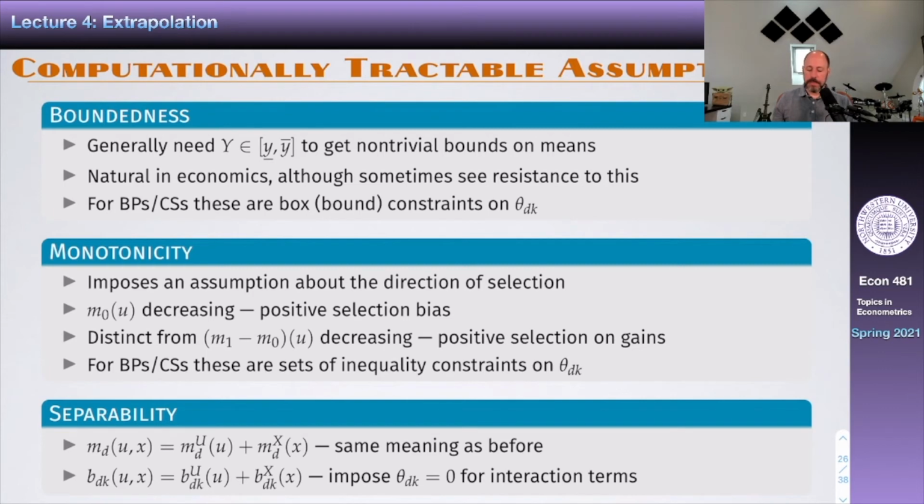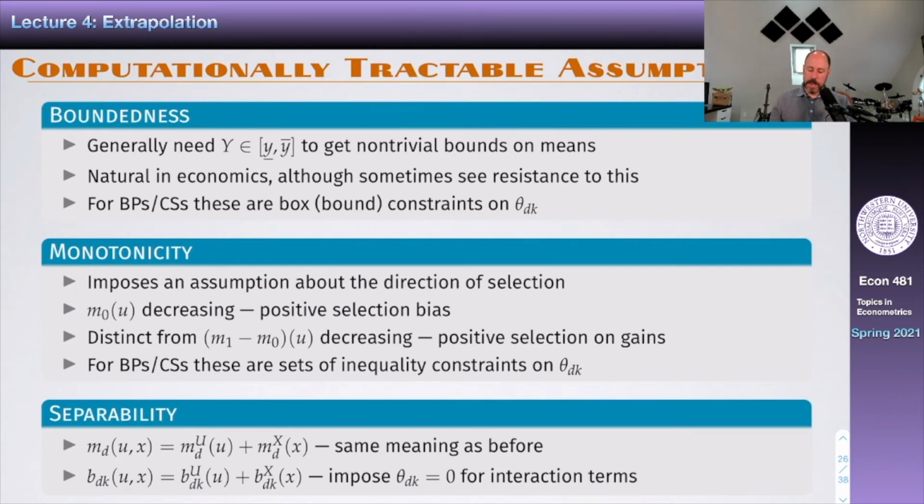Okay. So for the polynomials and the splines, these are constraints on the values of these thetas. So it's very easy to impose boundedness on the outcome. Monotonicity also can be imposed by inequality constraints on the theta in both of these cases. Okay. For example, you can assume that the marginal treatment responses are decreasing in U, or you can assume that the selection on the gain is positive or negative, or both.